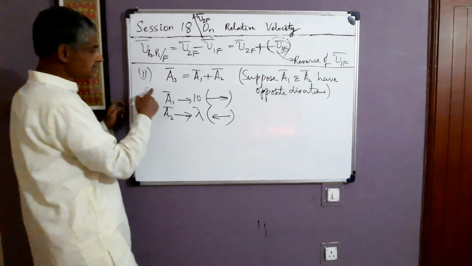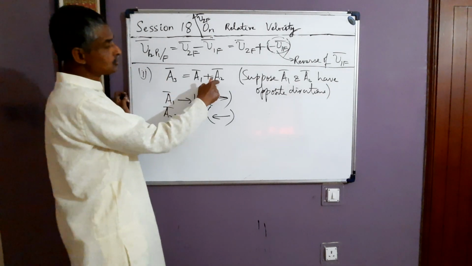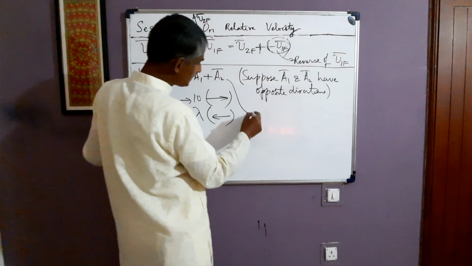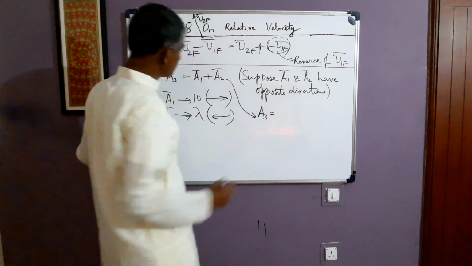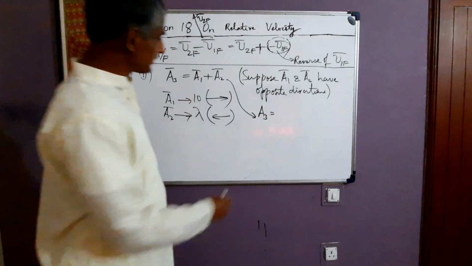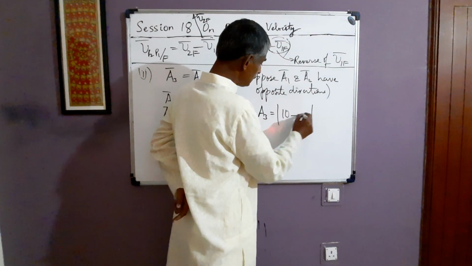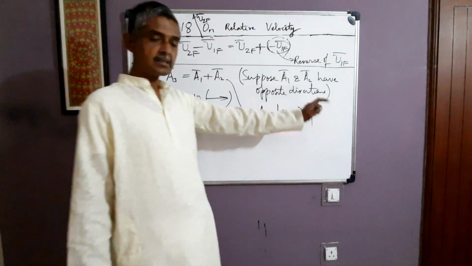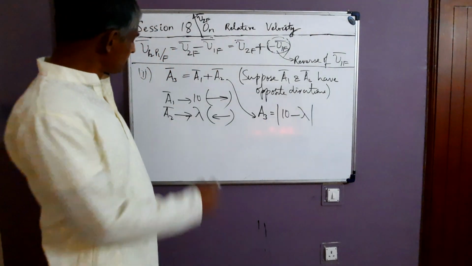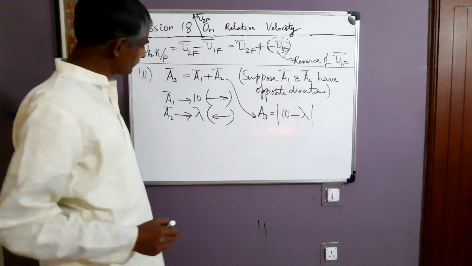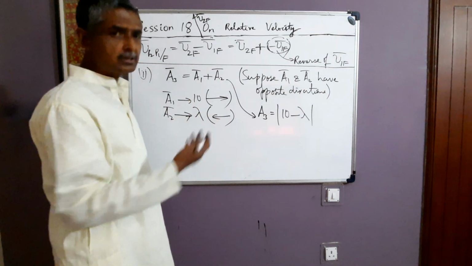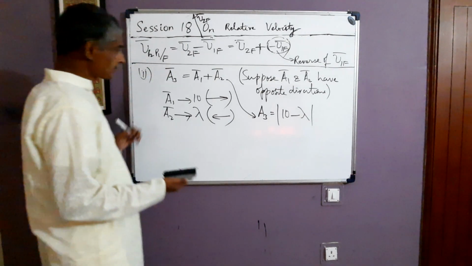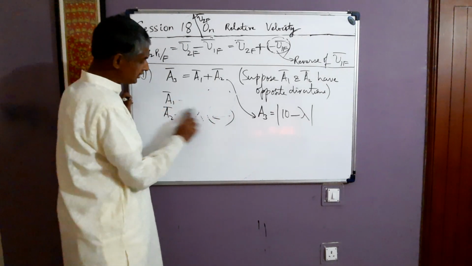Okay. So now in this case, A3 is the vector sum of these two vectors, so A3 is the resultant of vectors A1 and A2. In this case, the magnitude of vector A3 will be the difference in magnitudes, 10 minus lambda. A3 will be written as mod of 10 minus lambda, where lambda is the magnitude of vector A2. Okay, I'm just explaining the meaning. Or I'll take it this way. Just wait. I'll just rub it.